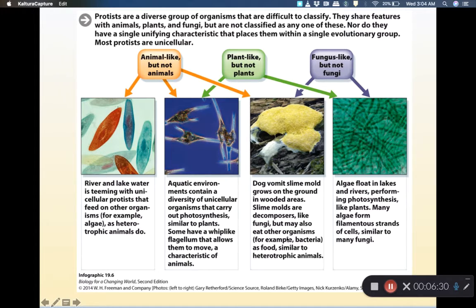And then there are things that are sort of animals, but are not like animals. And then there are plant-like things. You can have algae which float in lakes and perform photosynthesis. However, the way that they're structured ultimately doesn't fit into the plant-like clades. So again, it's a bit of a mismatch of different types of organisms.